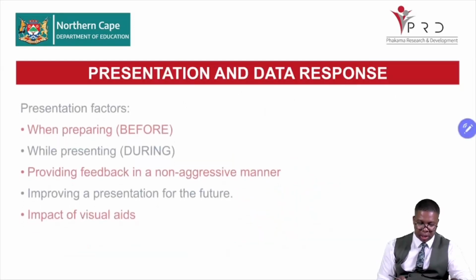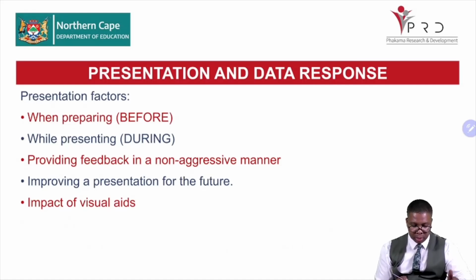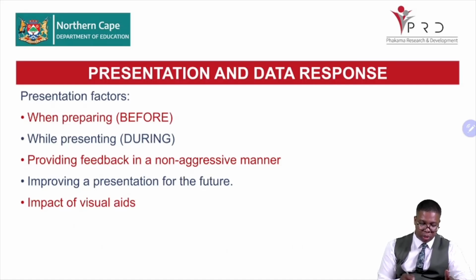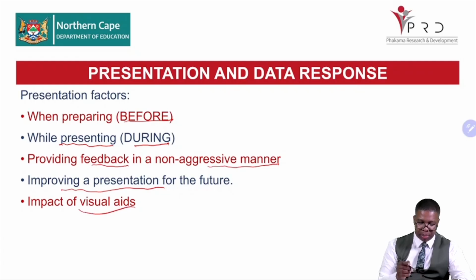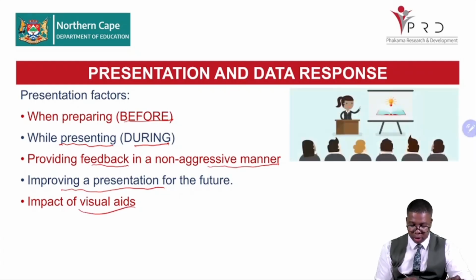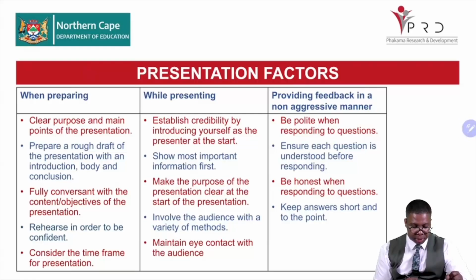Then we look into presentation and data response. This is the last part. We will be looking at factors to be considered before, when preparing, and factors to be considered while presenting. This is during the presentation, and also you need to know factors to master around providing feedback in a non-aggressive manner or in a professional manner. Then a presentation factor that you should also know is how to improve the presentation for the future and maybe the impact of visual aids. Those are always important when you look into the presentation.